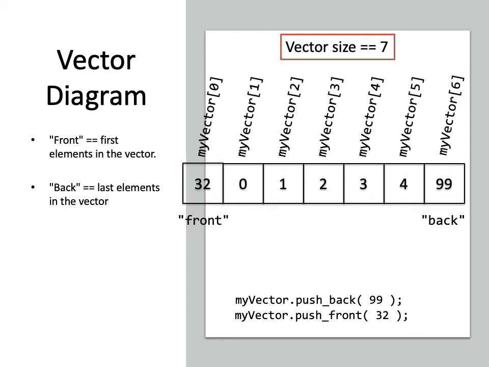If I push 32 to the front of the array, I add another box to the front, I move the front designation to the 32 because that's now the front of the array, and then notice what happened to all of the indices. The element of the array with 0 used to be at index 0. Now it's at index 1 because it's now the second element of the array instead of the first element in the array. Also, the vector size is now 7 instead of 6.